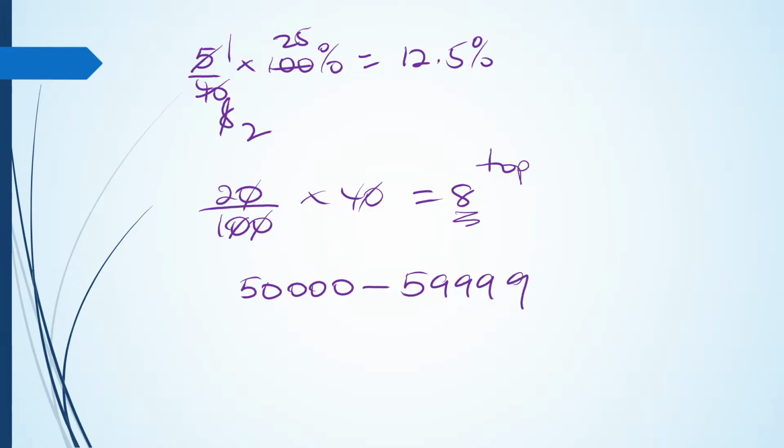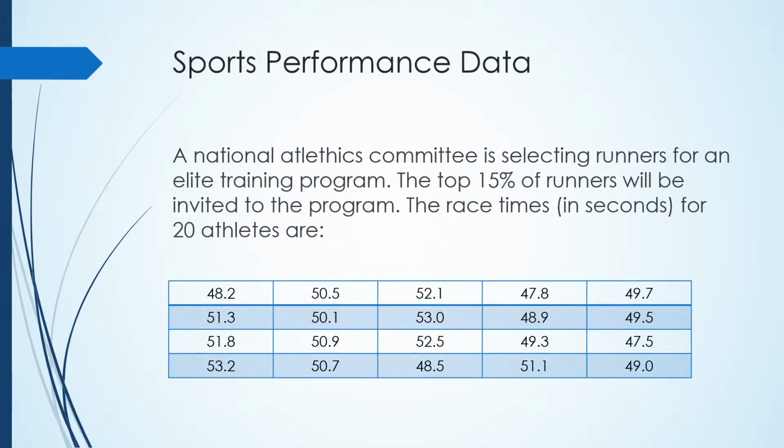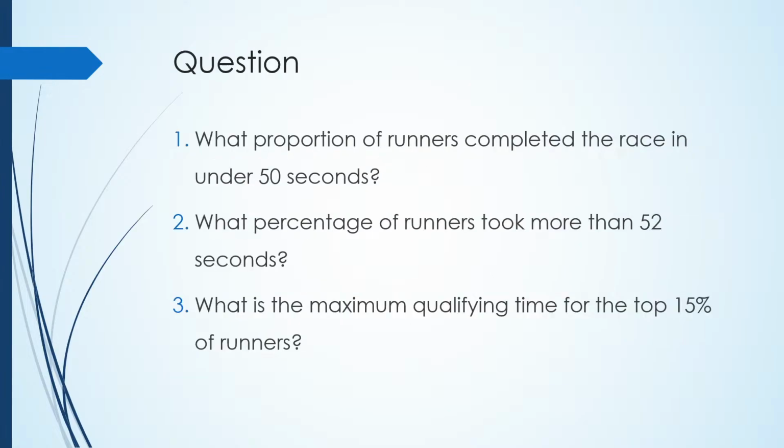Right. Let's look at this one here, sports performance data. The National Athletic Committee is selecting runners for an elite training program. The top 15% of runners will be invited to the program. The race times in seconds for 20 athletes are as follows. And the question is, what proportion of runners completed the race in under 50 seconds?